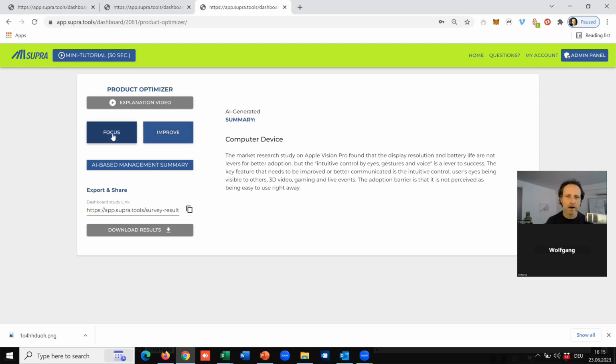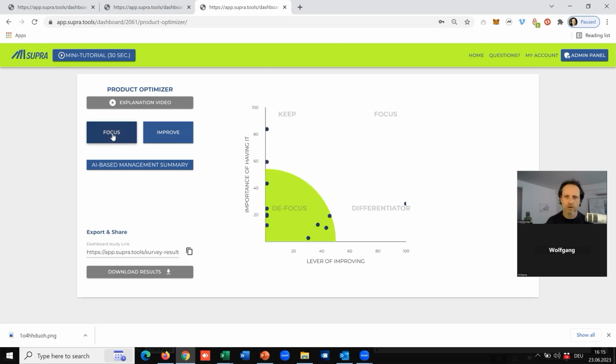We have basically two graphs which are interesting. The first graph is the focus graph. And what you see here is on the y-axis the importance of having a feature. That's basically the result of the implicit MaxDiff. Yeah. So the implicit MaxDiff tells you how important things are. But interestingly, this does not mean that you need to focus or position on it, neither to improve it.